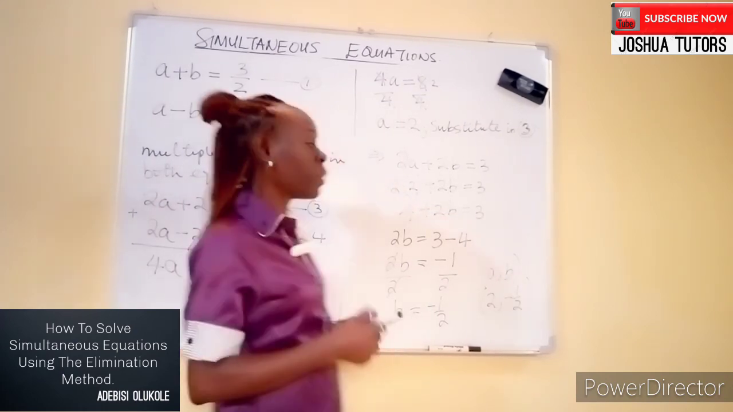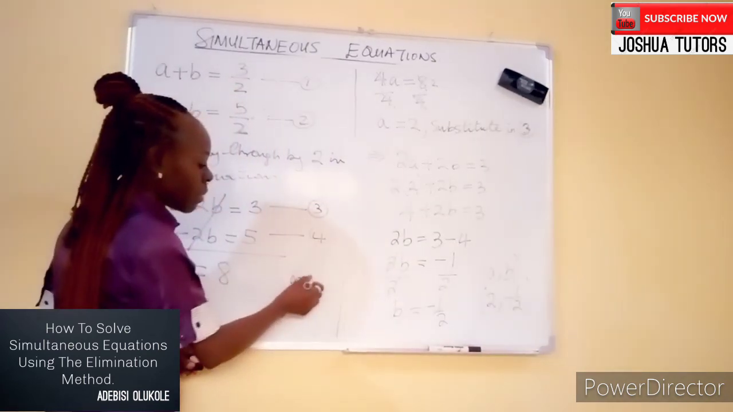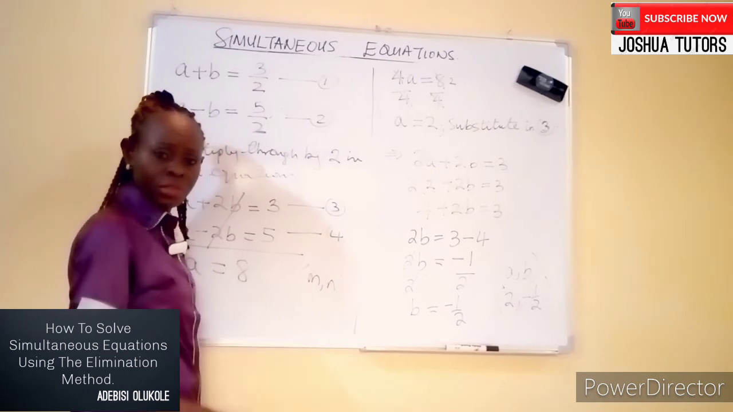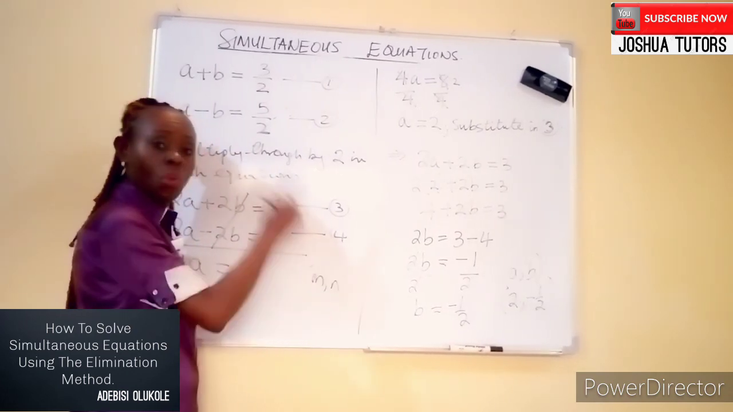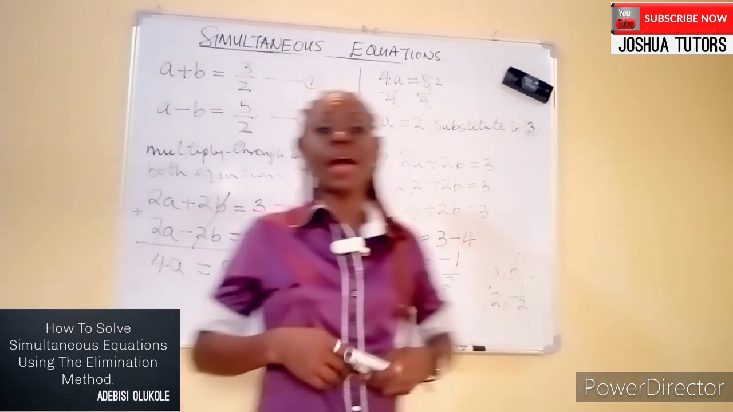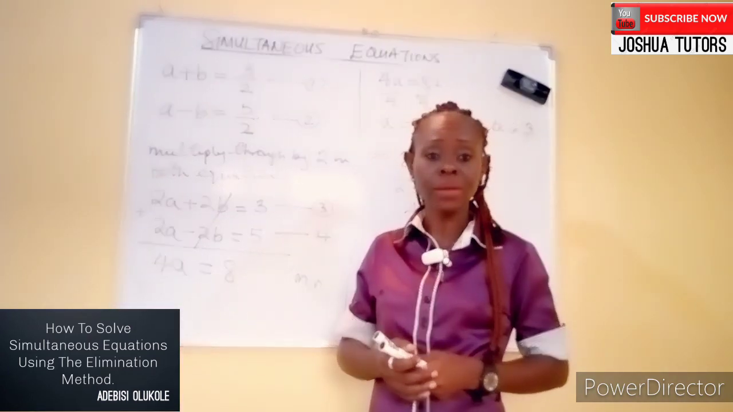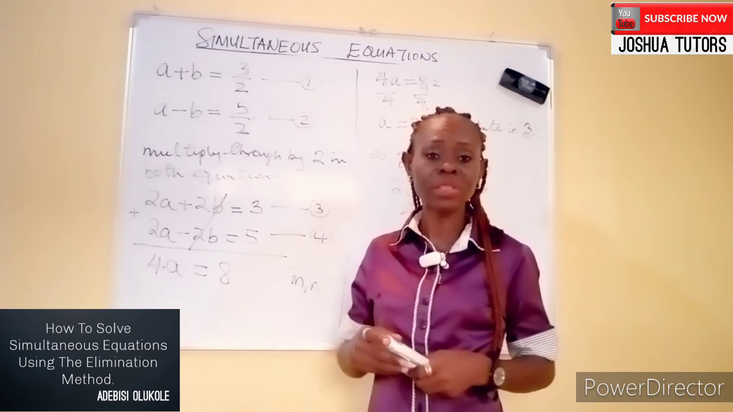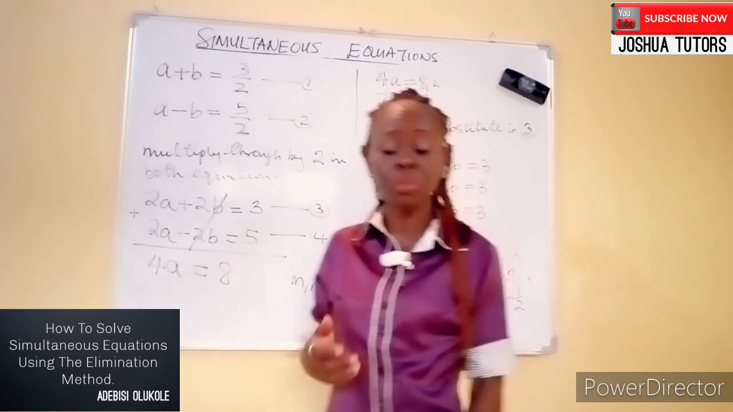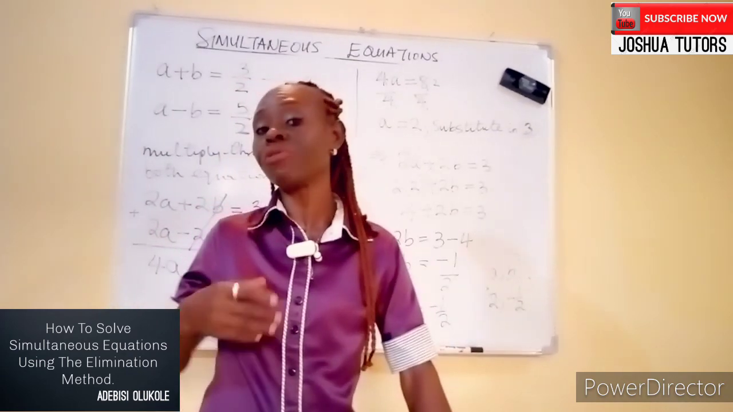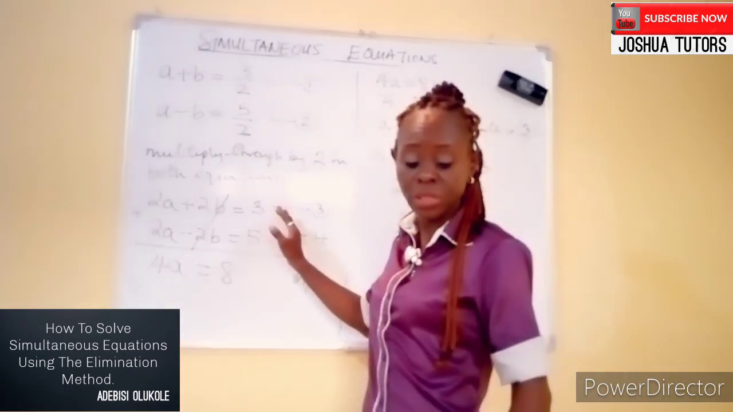If you have an ordered pair like M, N, M represents X on the horizontal axis, and N represents Y on the vertical axis, because you do not always have X, Y. Any letter of the alphabet can be used. So in my next video, I'm going to be talking about the substitution method, and subsequently we'll be looking at the graphical method of solving simultaneous equations.